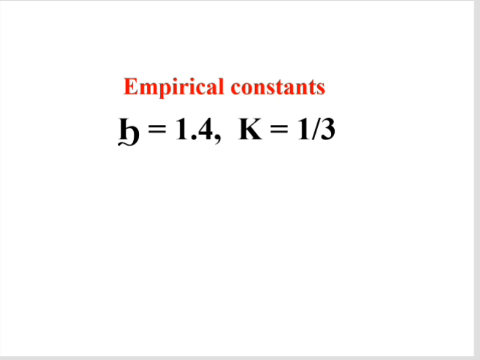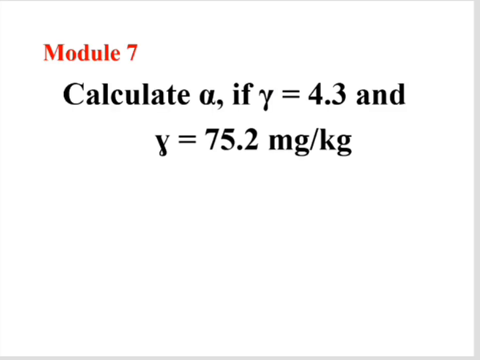In order to make the model work effectively, there are some empirical constants available. And you can see from the screen, one of them is 1.4, the other one is K, it's 1/3. We want to go into problem solving to see how some parameters from the work can be juggled and the unknowns found with the help of the known. Now, in model 7, it says calculate alpha if gamma is 4.3 and the extracted zinc concentration is 75.2. In other words, we are looking for the initial solution pH in this work, since the final solution pH was given.